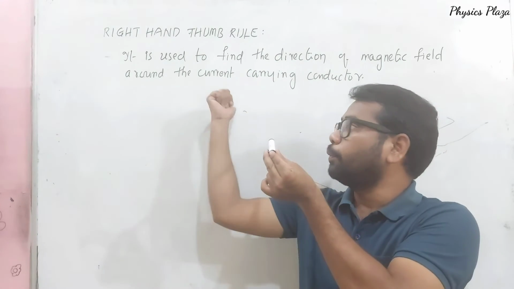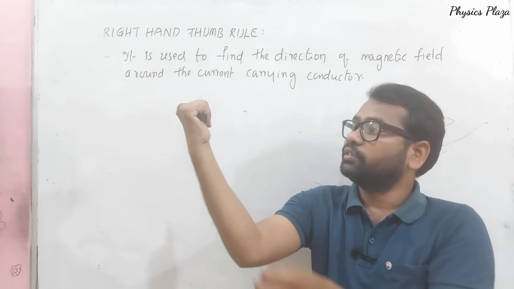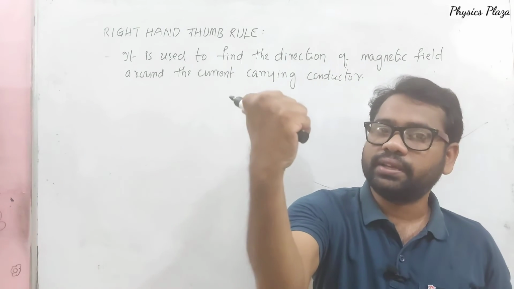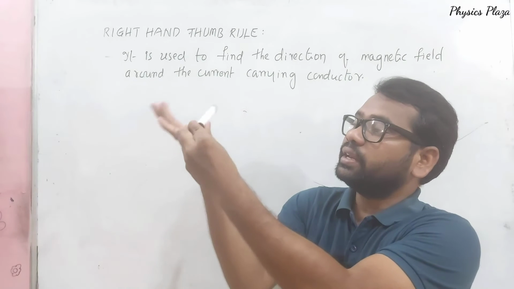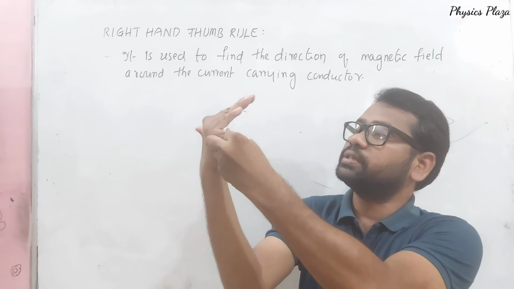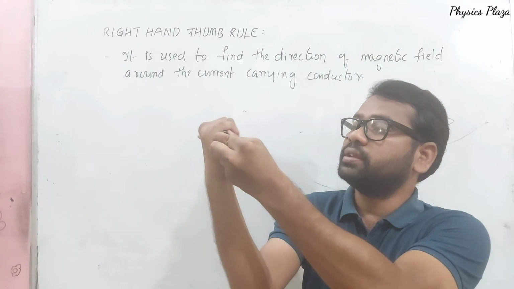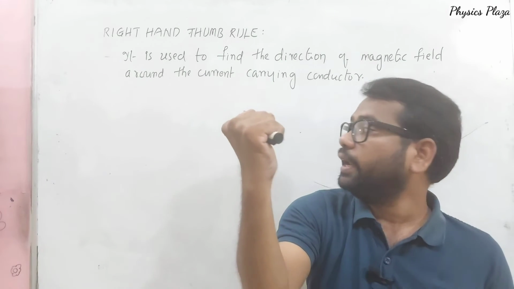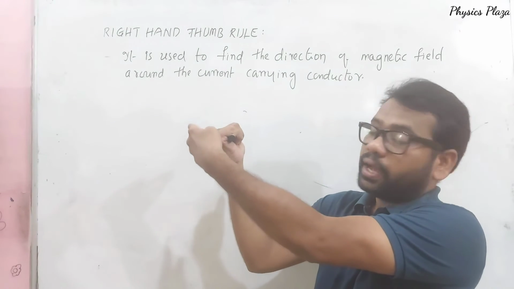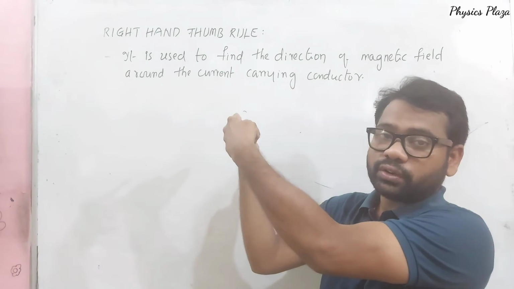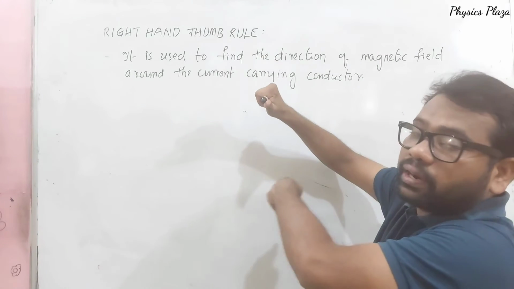Current is entering into the board, children, into the board. Now I am holding the current carrying conductor with my right hand. Try to understand, right hand here. So now my thumb is showing in this direction, but in which direction are the fingers closed here? For you it is clockwise direction. Means if current is entering into the board, then the magnetic field around it is clockwise direction. If it is coming out of the board, then the magnetic field is anti-clockwise direction.